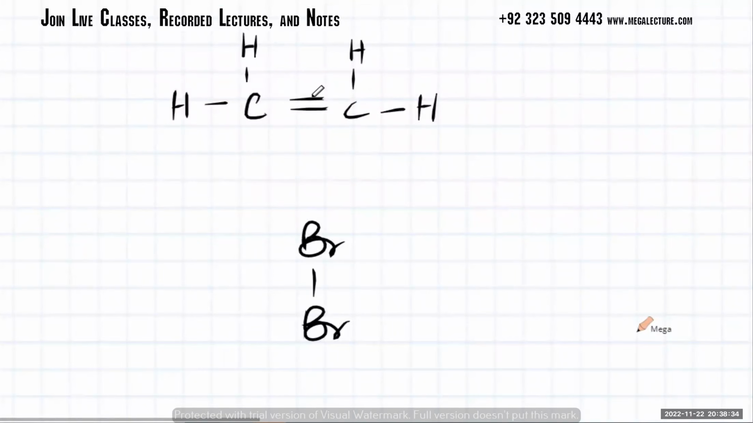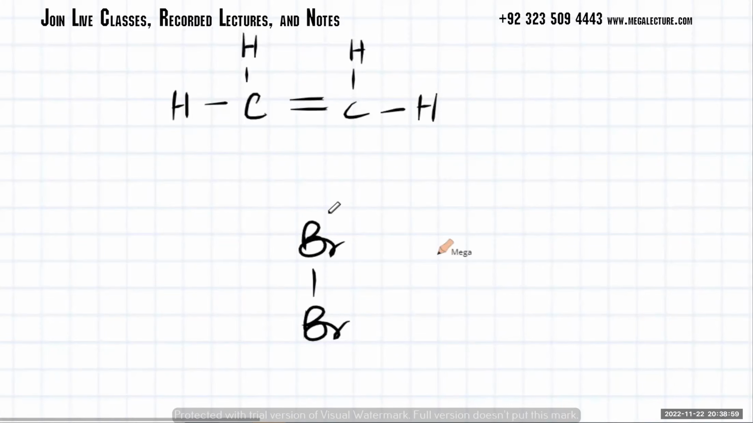Will it attract right now or not? Not right now, sir. It won't right now because there's a negative charge, but it doesn't really have a charge. Okay? So right now the bromine molecule is not attracted to the double bond. Hunaid, is it clear? Ahmed, is it clear? Yes, sir. So right now there's no attraction.